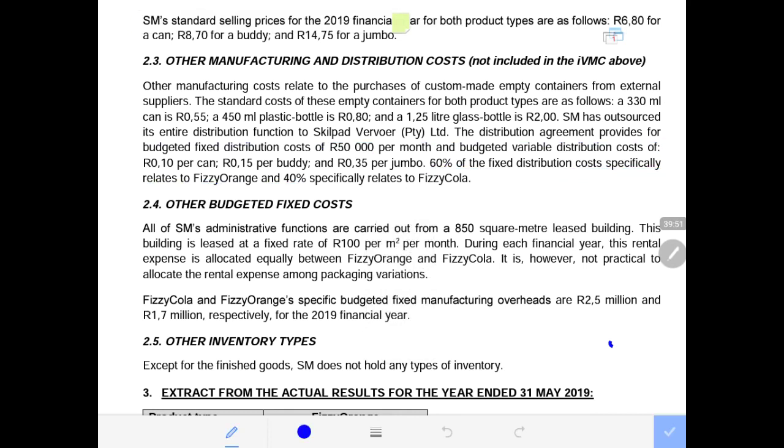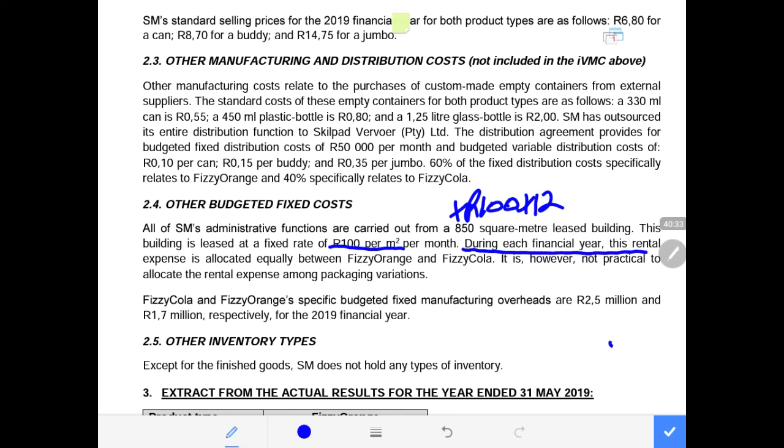The other fixed cost, it says all of SM administrative functions are carried out from an 850 square meter leased building. We don't own, we are leasing. This building is leased at a fixed rate of 100 rand per meter square per month. How many meter square are we leasing? 850 meter square. So each of these meter square, we are paying 100 rand on a monthly basis, and this is per month. So now that means we need to multiply this also by 12.